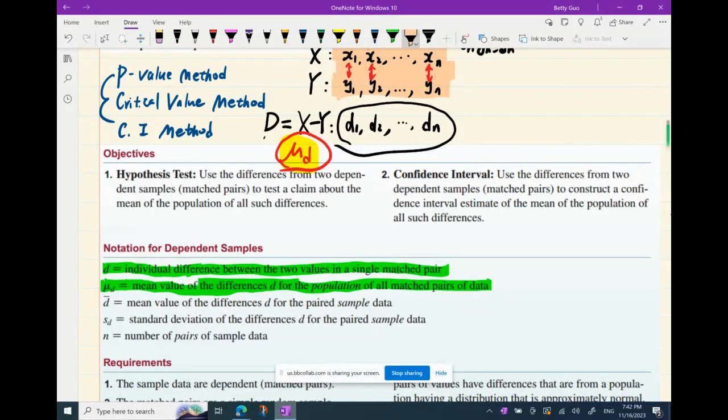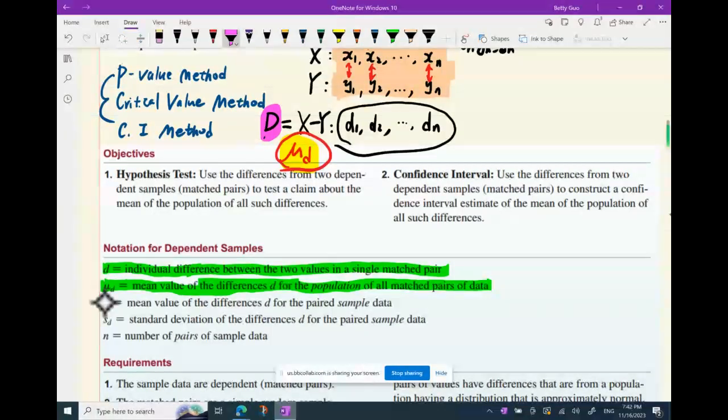If we see D, the capital letter D, as a population, as I always use the variable D to represent the population, then mu sub D simply is the population mean of the variable capital letter D. In the example of husband and wife IQ scores, capital letter D represents the difference of couples' IQ scores for all the couples.